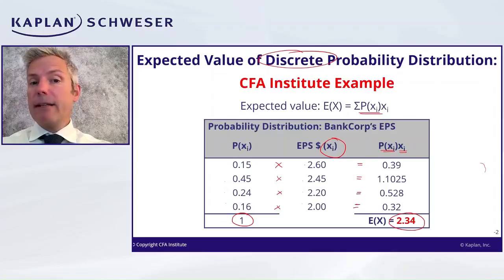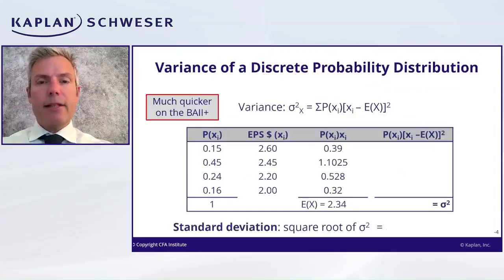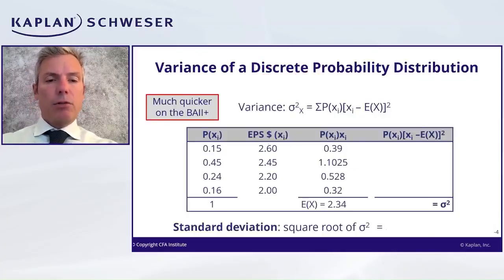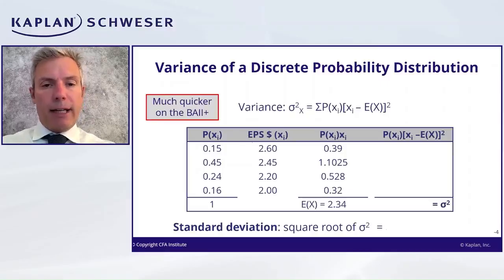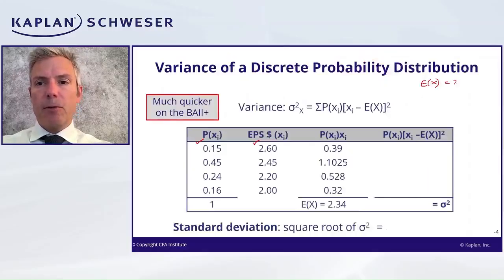Now, remember what variance is. Variance is your average squared deviation from a mean. Okay, so what we're going to do is look at each value again. These two columns are exactly the same as the columns on the previous slide. We're going to look at those two values, and given that our mean, which we just calculated as the expected value for the distribution, is 2.34, what is the squared deviation of each value?